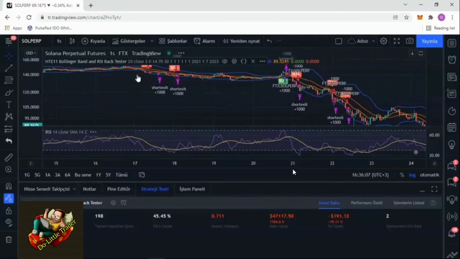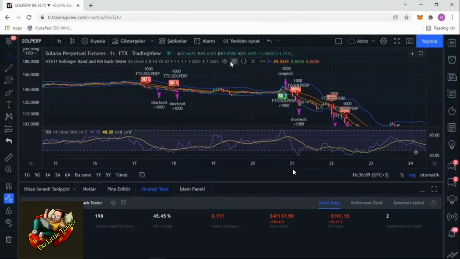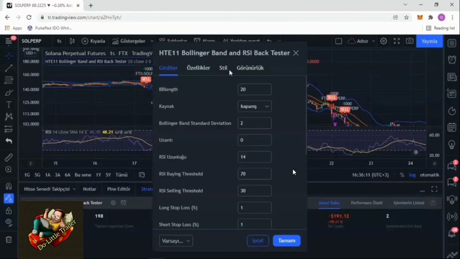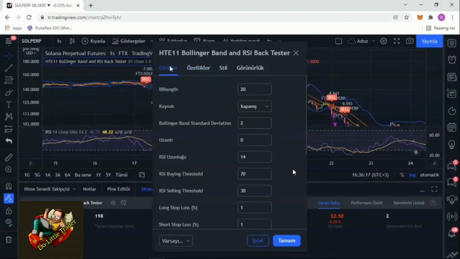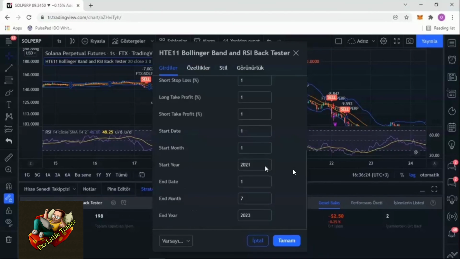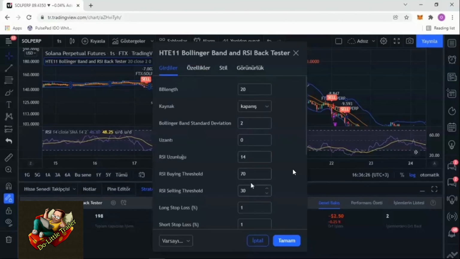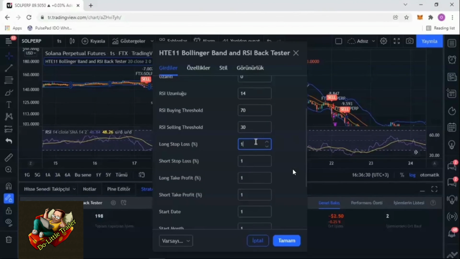Okay, now that we understood the strategy, let's make the proper settings for our backtest and see the real results. We are changing contracts to USD. Risk and reward ratio will be 1 to 5. Our stops will be 4%, just like the previous one. Let's change the numbers here. Our take profit will be 20%.